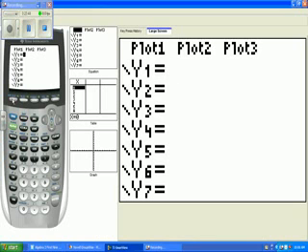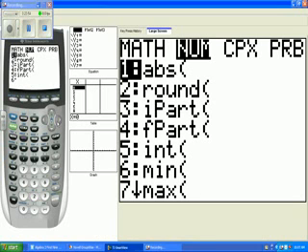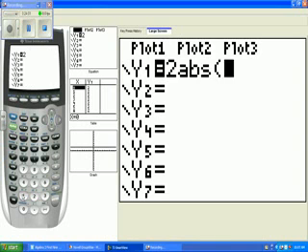The equation was 2 times the absolute value. This is how you get to absolute value. You might want to write this down. You push your math button, go over to number, and everybody see that ABS? You want number 1, or you can hit 1, or you can hit enter. That's saying 2 times the absolute value, and it's asking you, absolute value of what? What was it? X minus 1? I can't remember. So we go x, everybody see where x was, minus 1, and then I close parentheses.